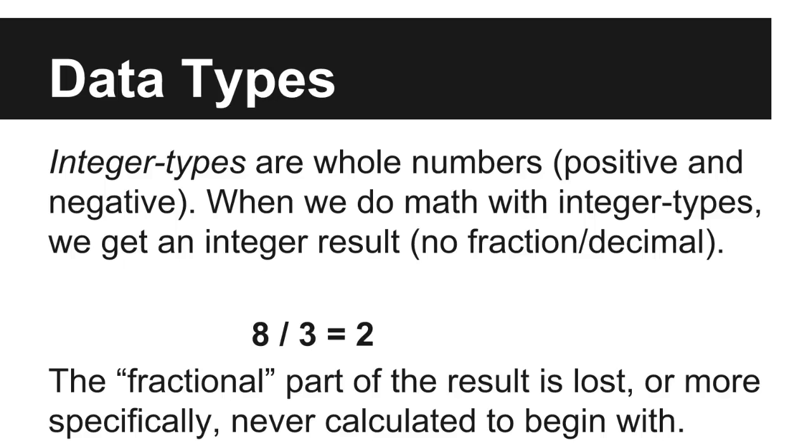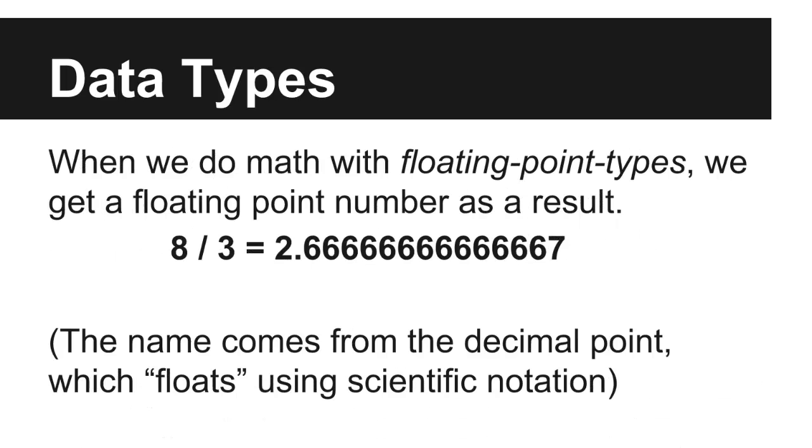So if we're doing integer math with Java, and we do something like 8 divided by 3, the answer that we're going to get is 2, rather than 2 2/3 or 2.6 repeating. The reason for this is that when we're working with integers, the fractional part of whatever the result of our operation is gets lost. Or more specifically, it never gets calculated to begin with. We don't ever have that. With the floating point types, like the float and the double, we get a floating point number, which is just a regular number, except it has a decimal point. And that decimal point floats using scientific notation.